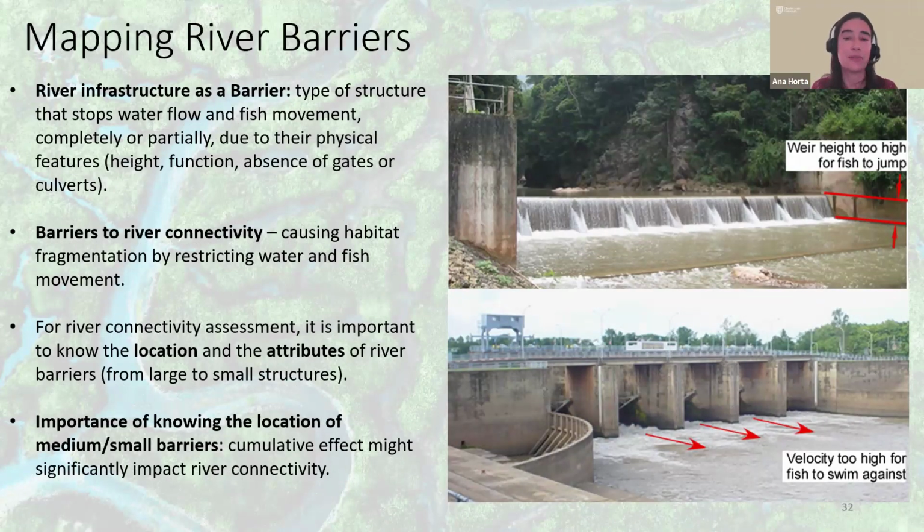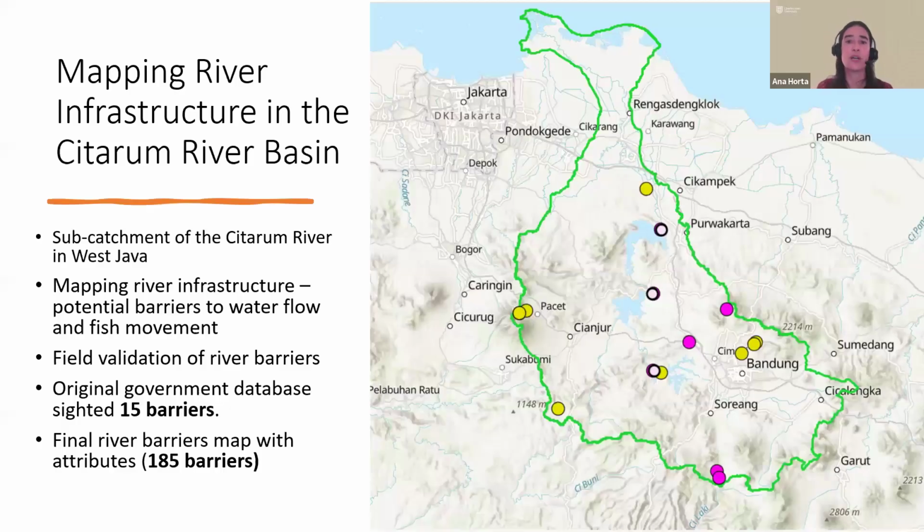So in the next slide, I'm just showing you an example of one of our recent projects with AWP that we did in Indonesia, where if you look at the information that is currently available about the location of river infrastructure, if you search available databases about this, you only find about 15 in this specific subcatchment, which is the famous Citarum River catchment.